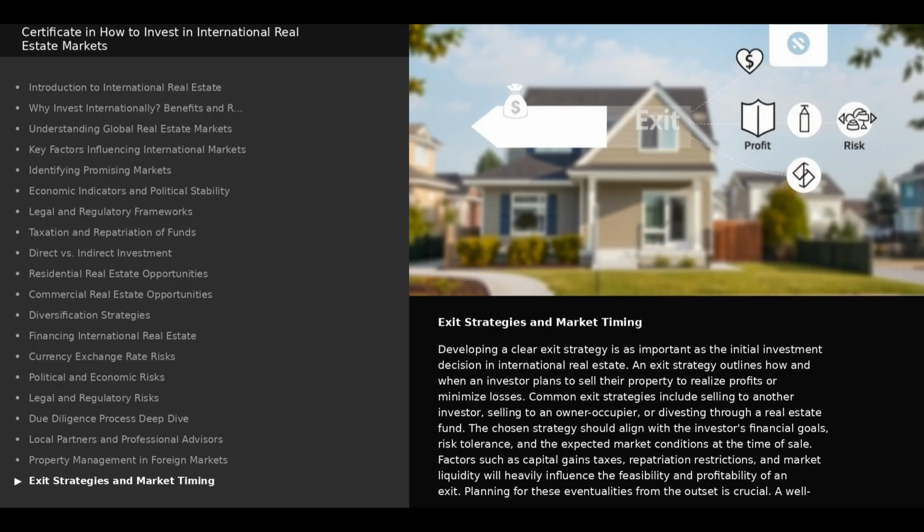The chosen strategy should align with the investor's financial goals, risk tolerance, and the expected market conditions at the time of sale. Factors such as capital gains taxes, repatriation restrictions, and market liquidity will heavily influence the feasibility and profitability of an exit. Planning for these eventualities from the outset is crucial. A well-defined exit plan provides a roadmap.